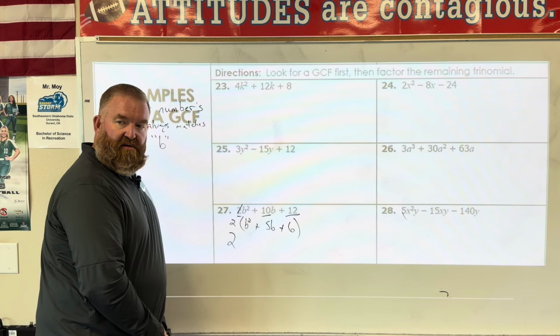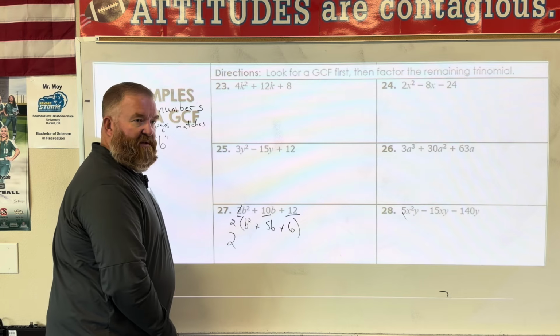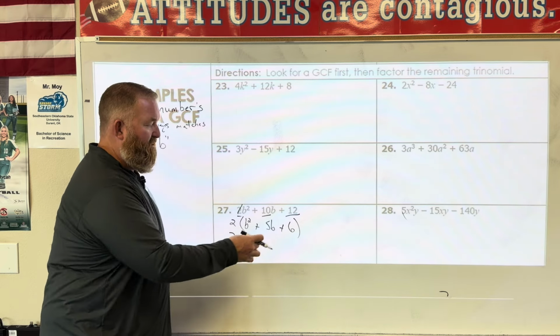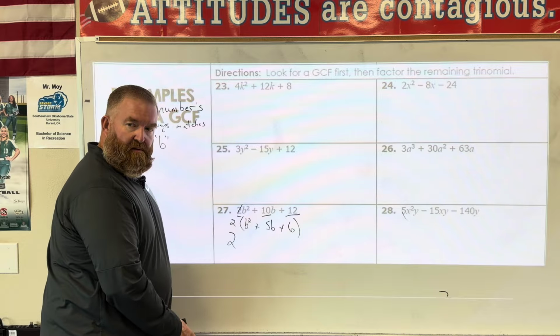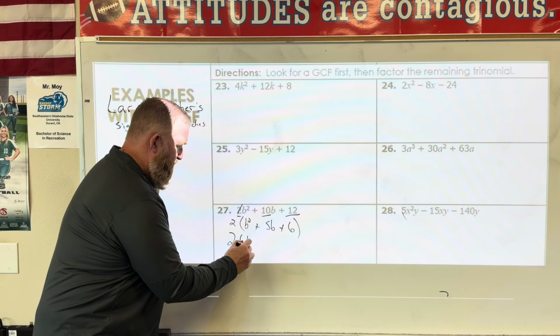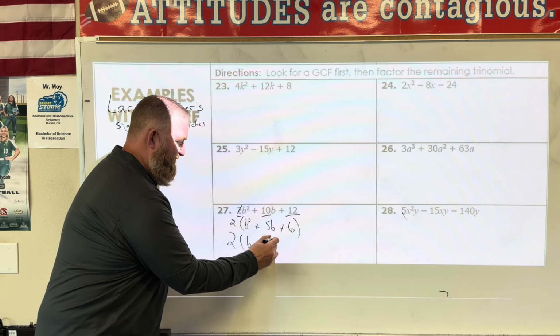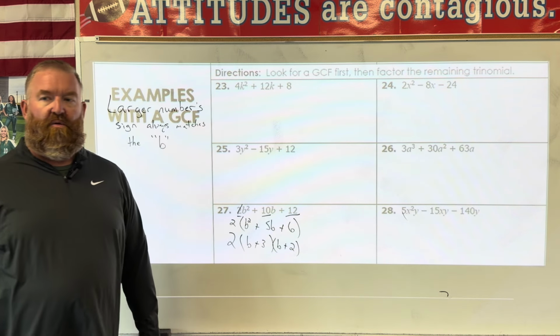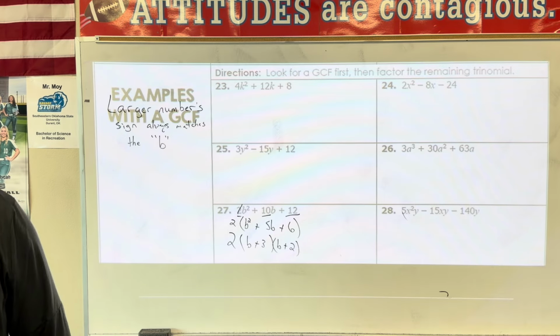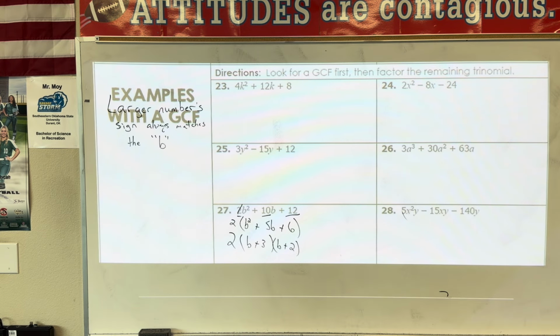Everybody with me? And then let's see if we can do it in our head. What number multiplies to be 6, but they add up to 5? 3 times 2. b plus 3. It does not matter which one goes first, by the way. b plus 2. There's my answer with the number on the front. Write that down, please, so you're not confused.